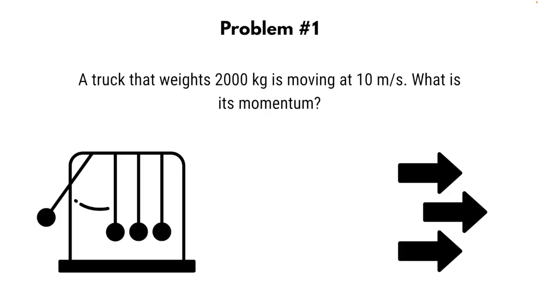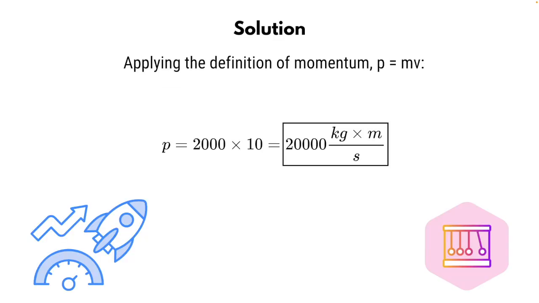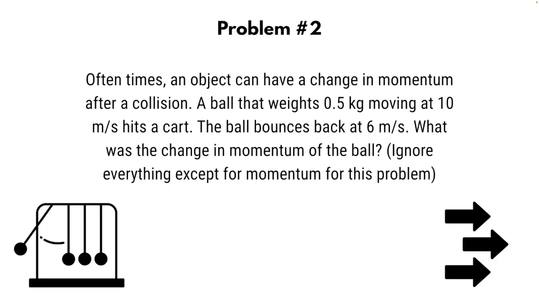All right, so problem number one. A truck that weighs 2,000 kilograms is moving at 10 meters per second. What's its momentum? I'll give you a second to do that. Okay, so we just apply the definition of momentum. p is equal to mv, and we get p is equal to 2,000 times 10, which is 20,000 kilogram meters per second.